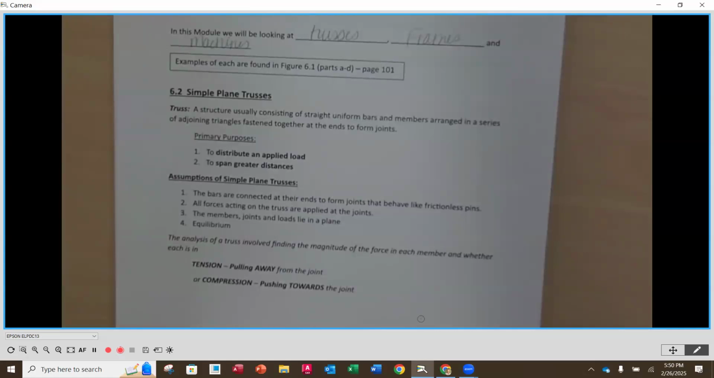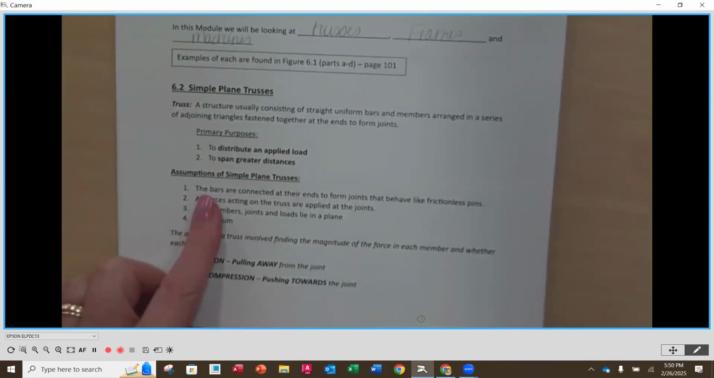So, as we know about pin connections, that means we have an opportunity for two directions of support. We're going to find that all three of these, trusses, frames, and machines, are applications of the statics that we've already learned. We're not going to technically use or learn anything new. We're just going to apply it in specific ways. That's what we're doing in module 6.